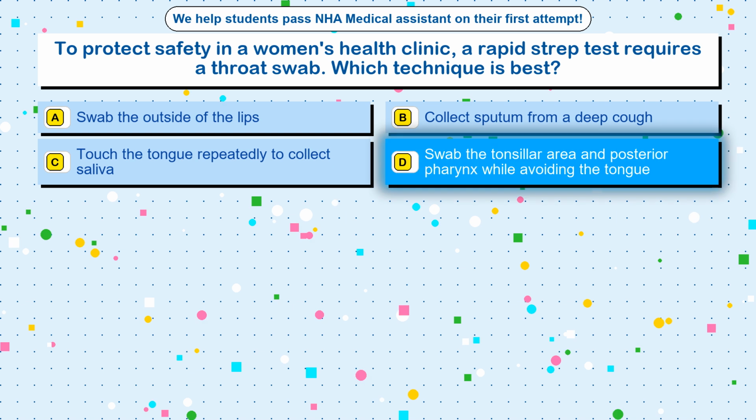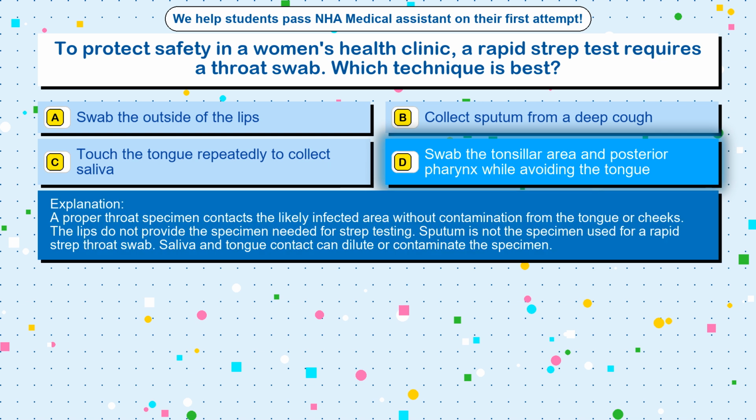The correct answer is option D, swab the tonsillar area and posterior pharynx while avoiding the tongue. A proper throat specimen contacts the likely infected area without contamination from the tongue or cheeks. The lips do not provide the specimen needed for strep testing. Sputum is not the specimen used for a rapid strep throat swab. Saliva and tongue contact can dilute or contaminate the specimen.